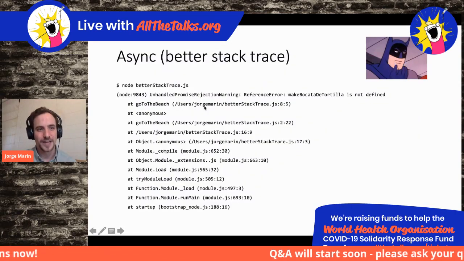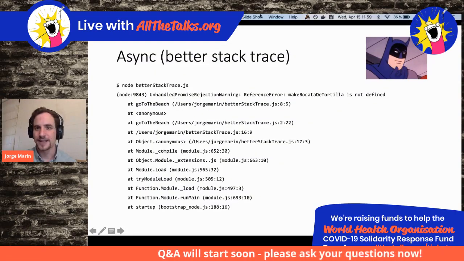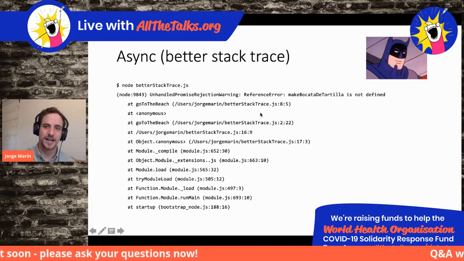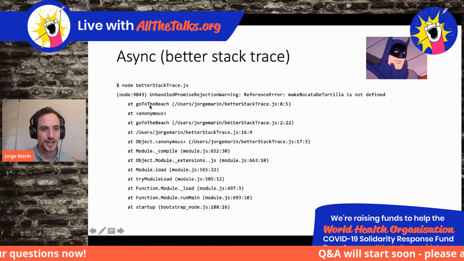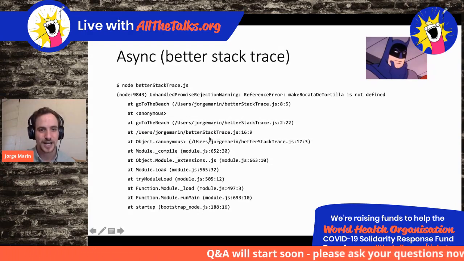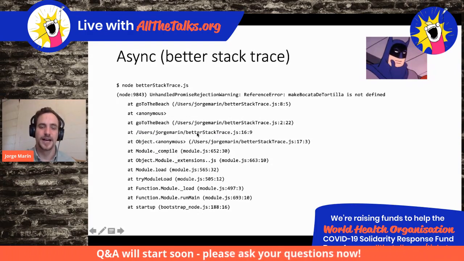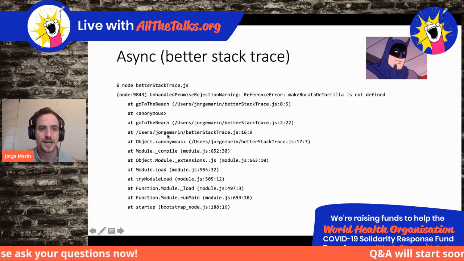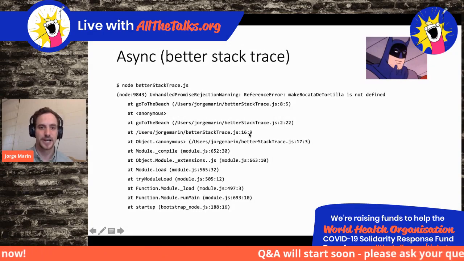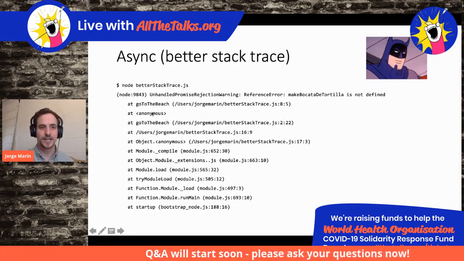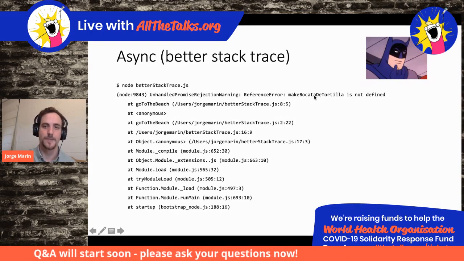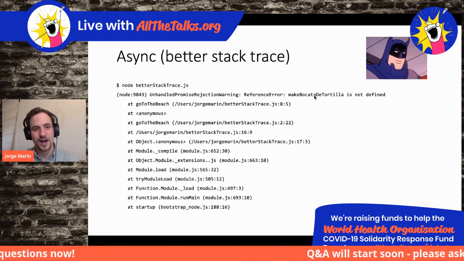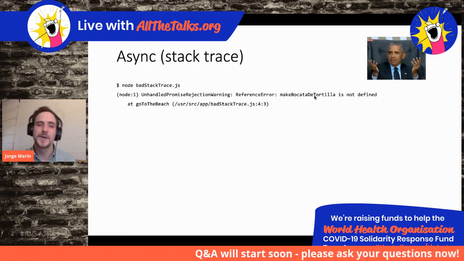So it will look like this. When you execute better stack trace, it will say make bocata de tortilla is not defined, and you see the whole stack trace and you can tell from where go to the beach was called, and it was called in this line at users better stack trace line 16. Go to the beach, there's an error in make bocata de tortilla. So that looks a little bit better and easier to debug than this, right?